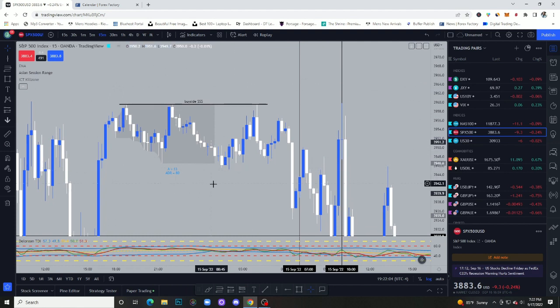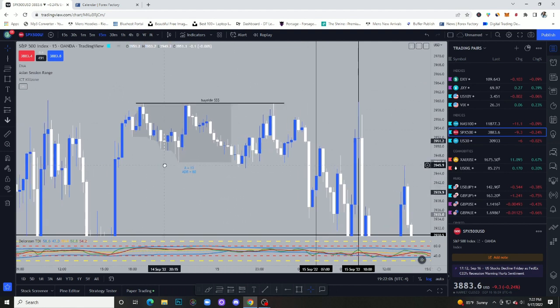But back to the Asian session range. The reason why I use the Asian session range is because the Asian session range usually sets the high and the low for the next day. And when it sets the high and the low for the next day, I'm expecting either the high or the low to be taken out first. Because normally what happens is when price takes out either the high or the low in the Asian session range, it's setting up the next move in the next session.